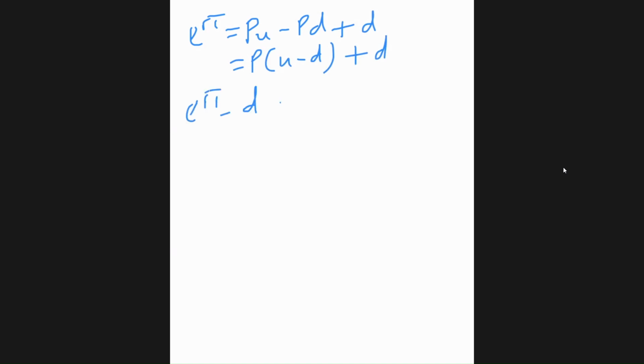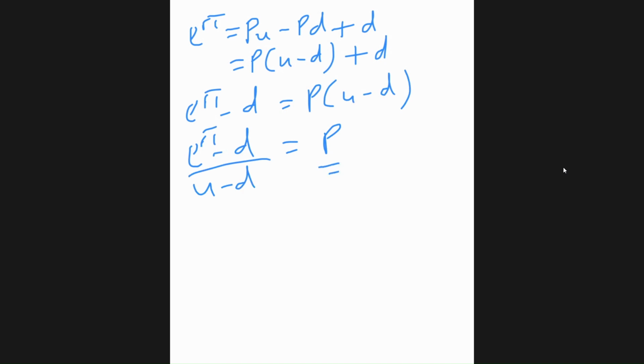Yeah, so PU minus PD plus D. So I can factorize this P into U minus D plus D. So exponential RT minus D is equal to P times (U minus D), which means P, the probability that the price will go up, is simply exponential RT minus D over U minus D.